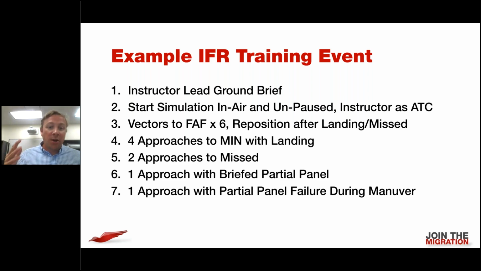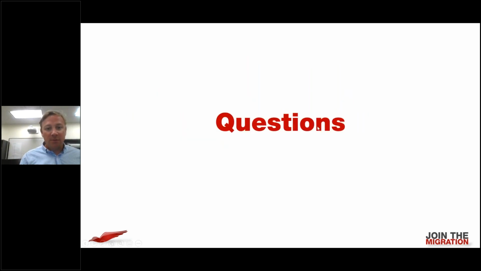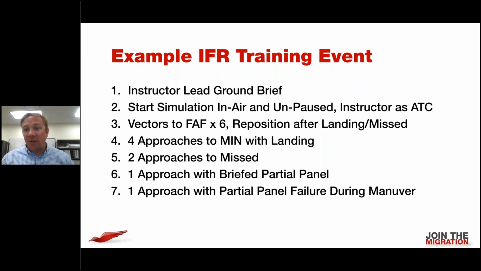And then we're going to do 4 approaches to minimums with landings, or right before landing, I'll just reposition them, whatever. And then 2 approaches to missed. One of those would be a briefed missed. So I'll tell them beforehand that on this approach you'll go missed. And one of those approaches will be an unbriefed missed, right? So they'll be flying and expecting to see the runway, and we won't show it to them, and we want them to catch it.